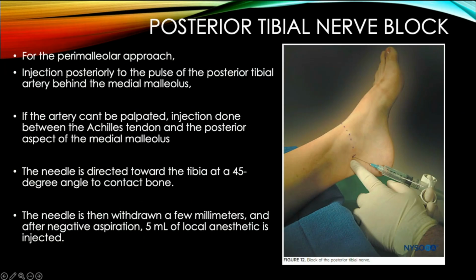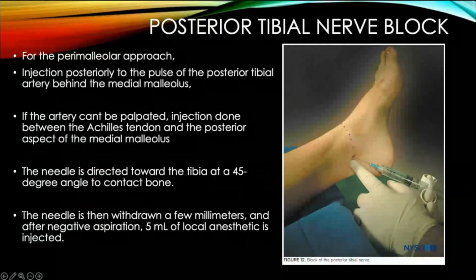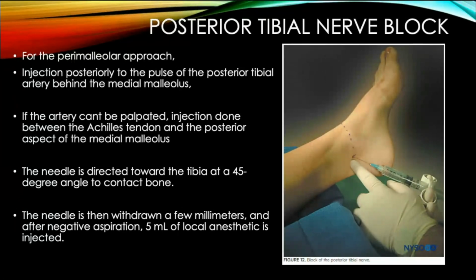For the posterior tibial nerve block, we inject posterior to the path of the posterior tibial artery behind the medial malleolus. First we palpate and then we inject the local anesthetic posterior to it. However, if the artery cannot be palpated, injection can be done between the Achilles tendon and the posterior aspect of the medial malleolus. The needle can be directed toward the tibia at a 45-degree angle to contact the bone, and then we withdraw a few centimeters and after negative aspiration, 5 mils of local anesthetic is injected.